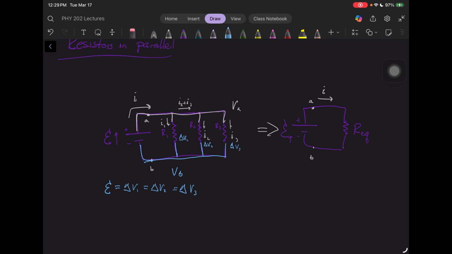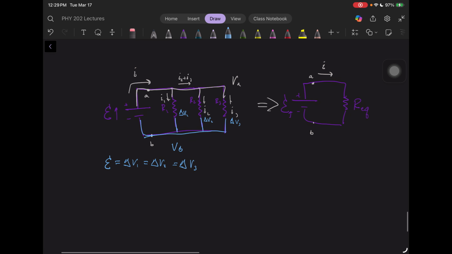Okay. And so what we can go ahead and do is say I1 is equal to, well, if V equals IR, then I equals V over R. And we said these are all going to be the same, we can just call it V. So we can say V over R1. And then I2 is equal to V over R2, and I3 is equal to V over R3. Okay.